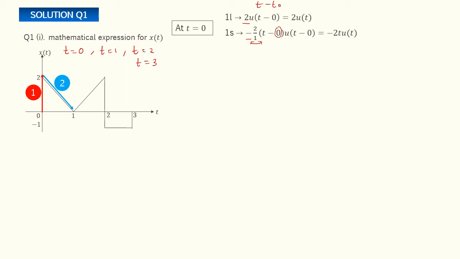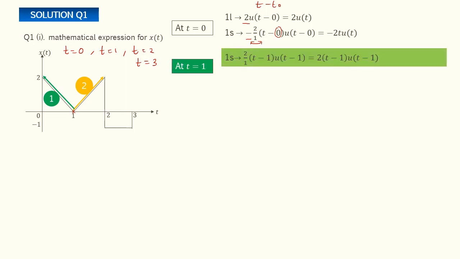So the equation for the first slope is minus 2t u(t). Okay, let's move on to t equal to 1. At t equal to 1, you have slopes connected at this point. You have one slope pointing up to the left, and another slope pointing upward as well to the right. So let's write the equation at t equal to 1.